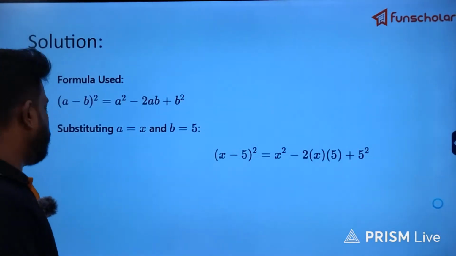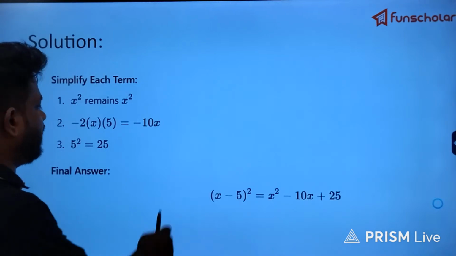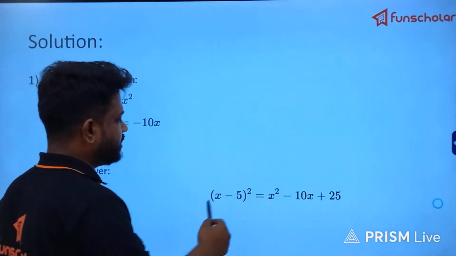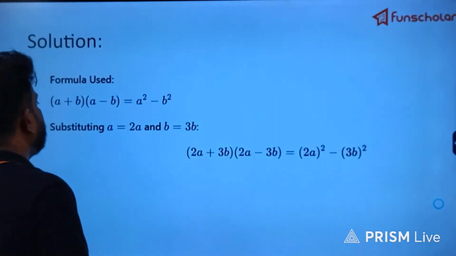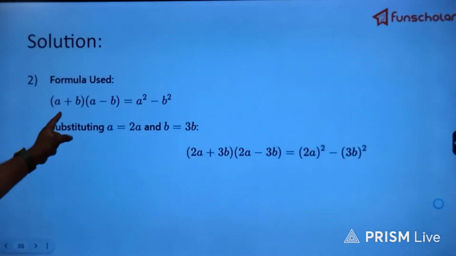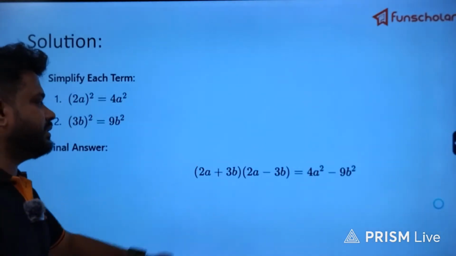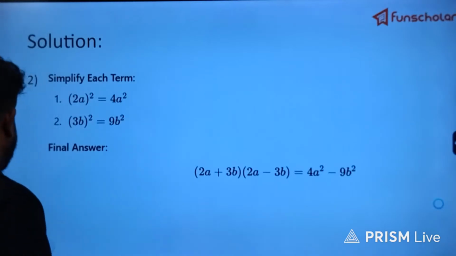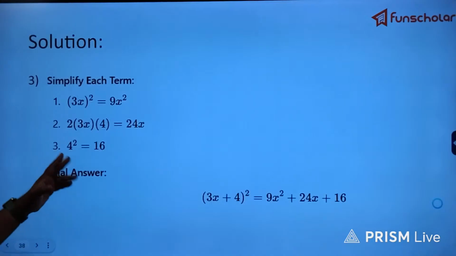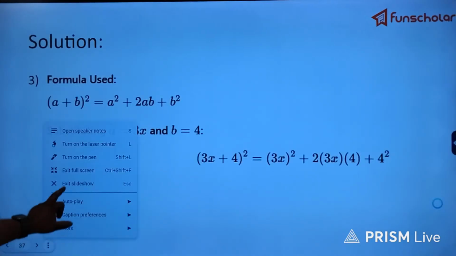Yes, they have also done it like this to get the final answer as x square minus 10x plus 25. Also, they have used this formula to simplify the answers in number 2. Okay, and number 3 and number 4 have also been done like this by using the formula.